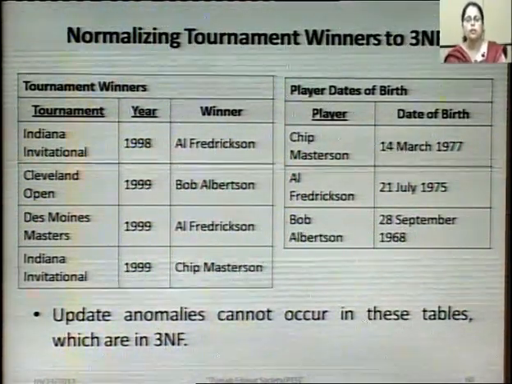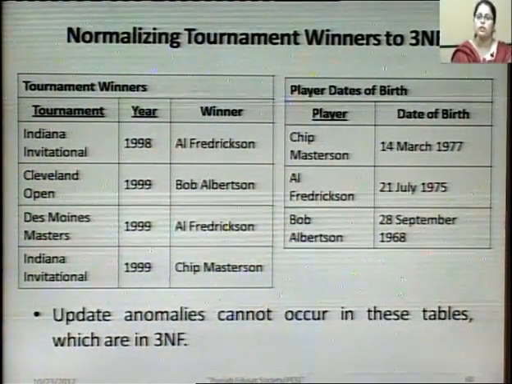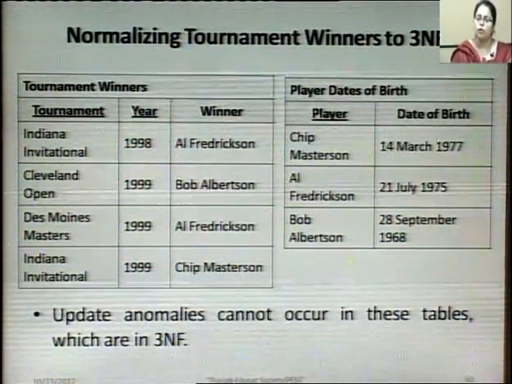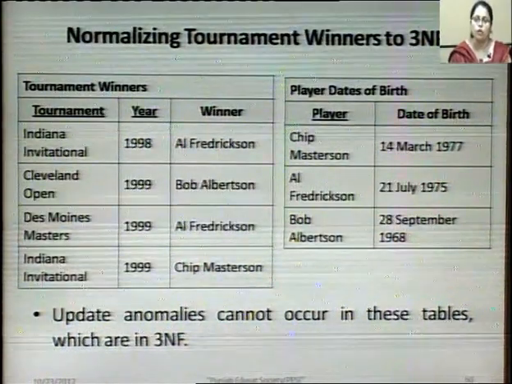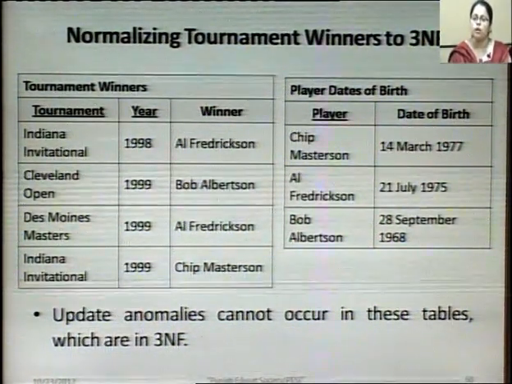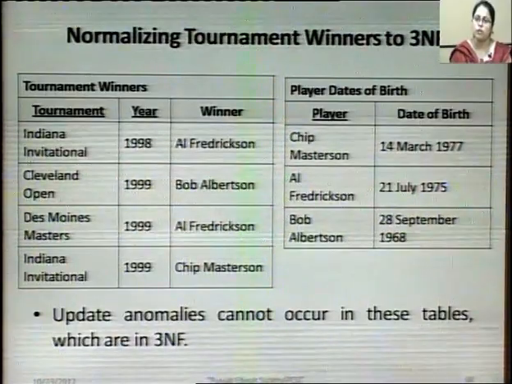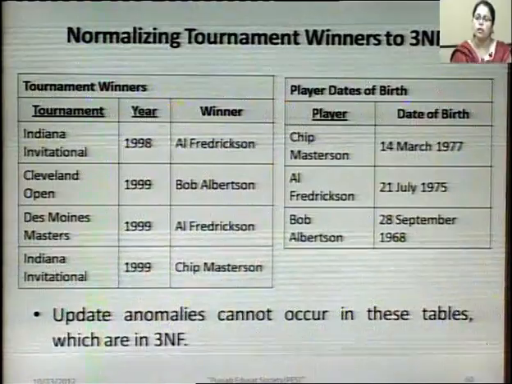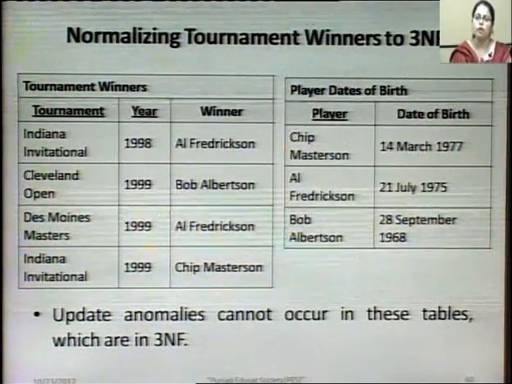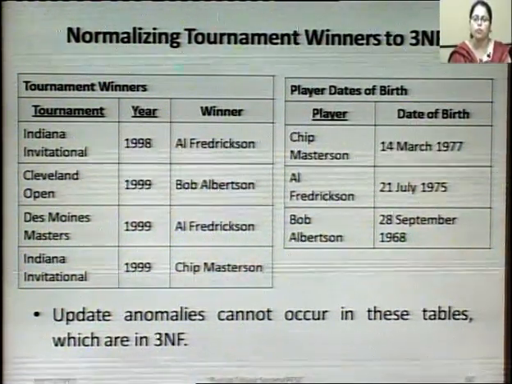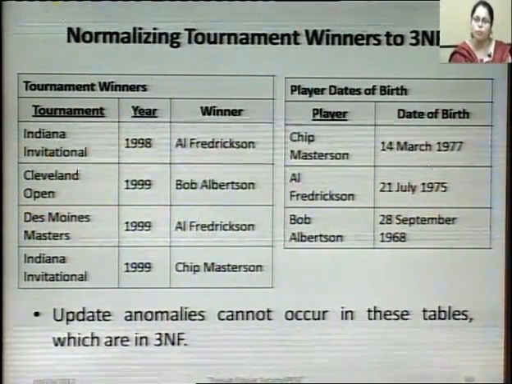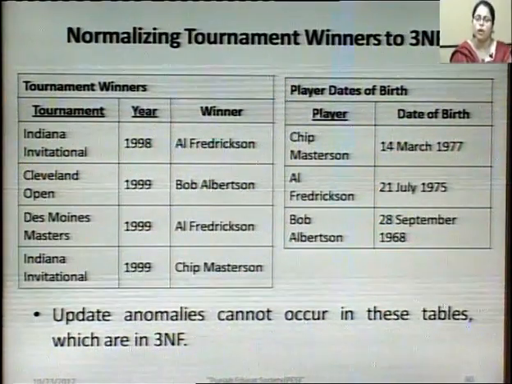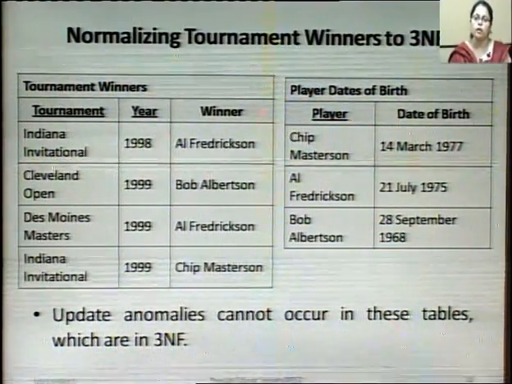In the second table, where players' dates of birth are stored, the primary key is player and the non-prime attribute is date of birth. Now date of birth is fully functionally dependent on the primary key, that is player's name, and also there is no transitive dependency in the relation. So these two tables are free from transitive dependencies as well as they are in second normal form, and hence we can say that these two relations are in third normal form, and update anomalies cannot occur in these tables.